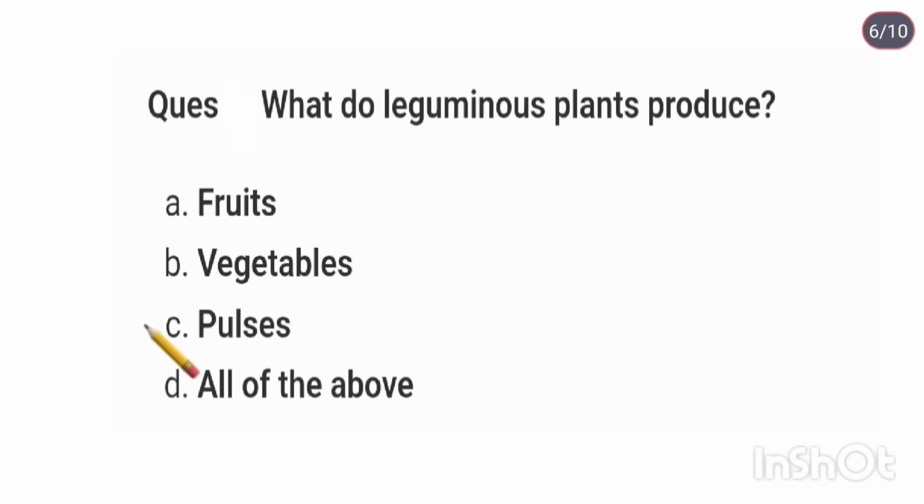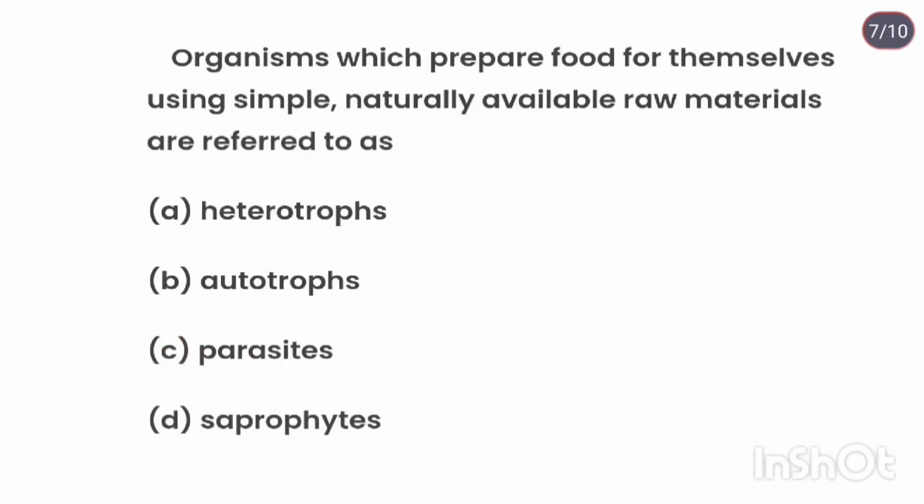Right answer is option C, pulses. Leguminous plants are the ones that produce lentils, beans and peas. Organisms which prepare food for themselves using simple naturally available raw materials are referred to as, right answer is option B, autotrophs. Organisms which prepare food for themselves using simple naturally available raw materials are referred to as autotrophs.